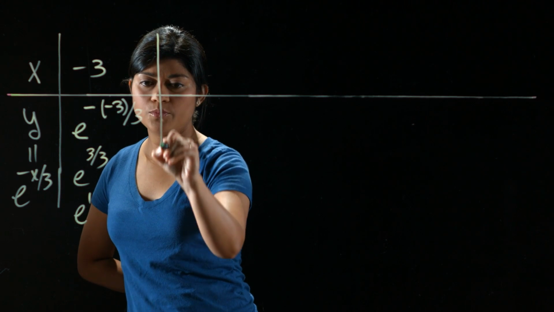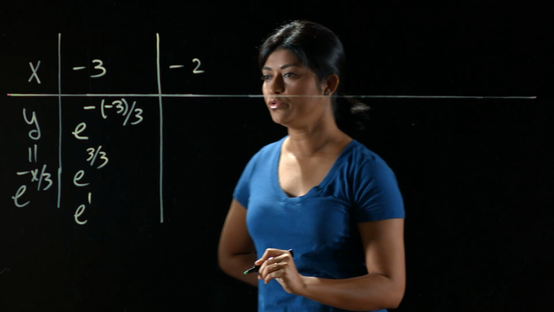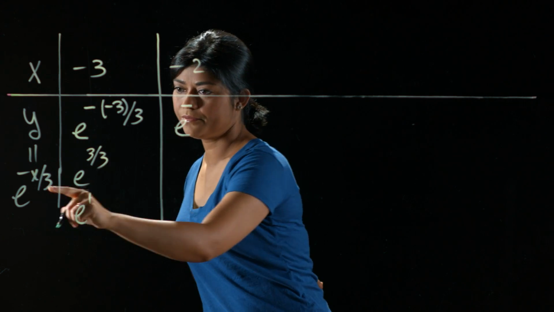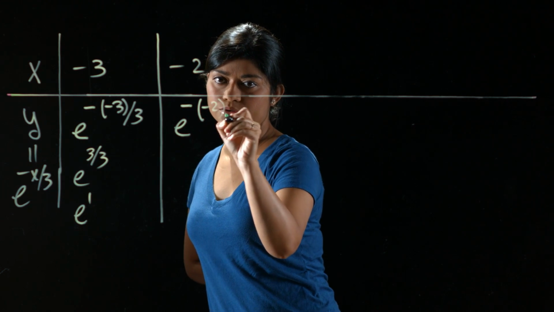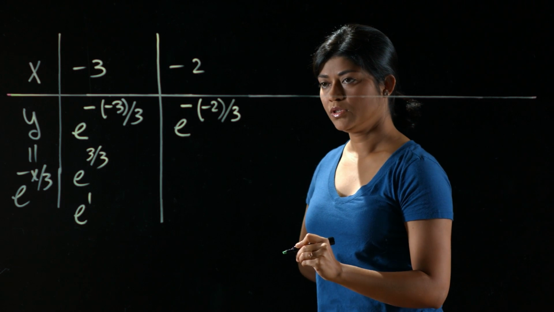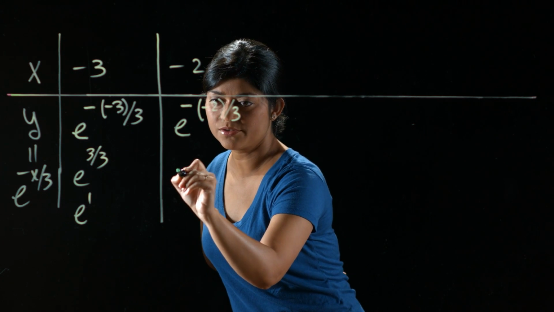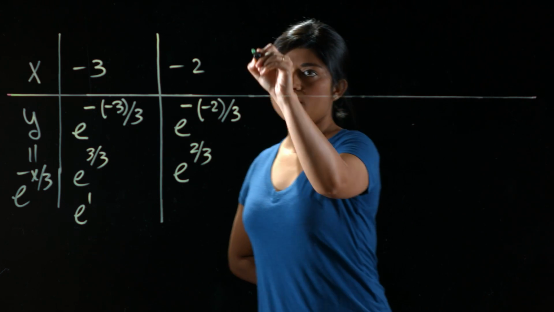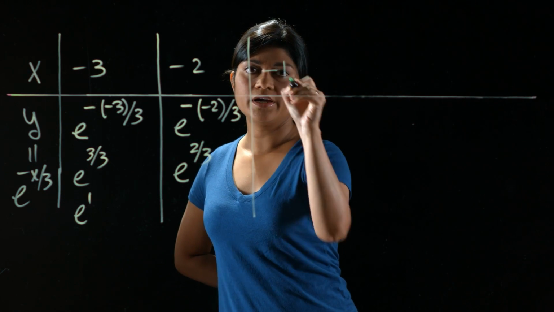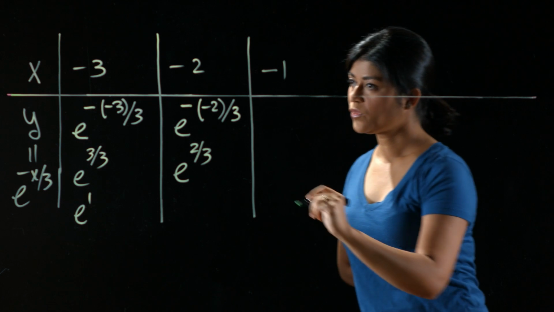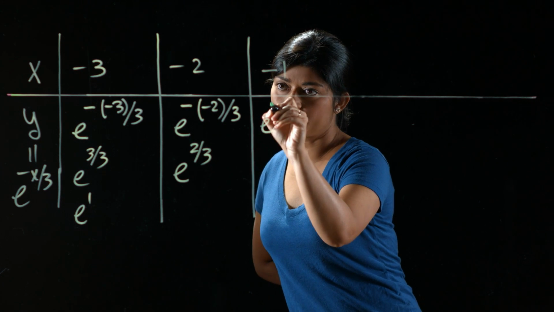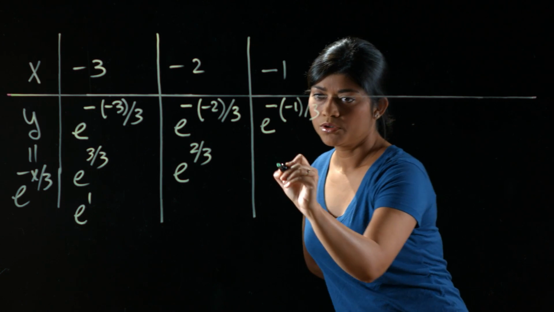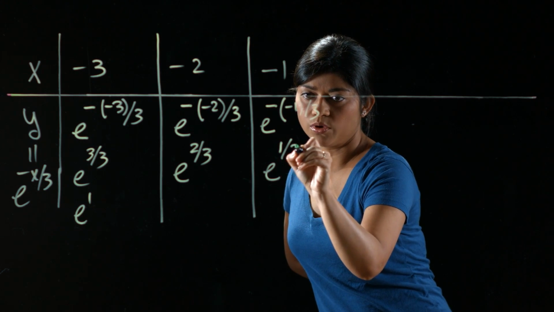So, let's plug in more points. Say next one is negative 2. So, you get e to the power negative of negative 2 over 3. Again, the two negatives will make it positive. So, this is e to the power 2/3. Let's continue and plug in say negative 1 for x. So, we again have e to the power negative of negative 1 over 3, which is e to the positive 1/3.